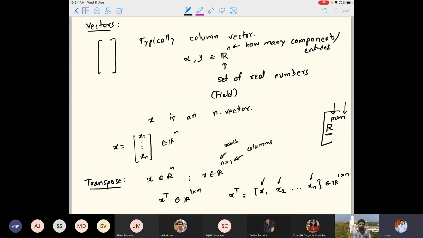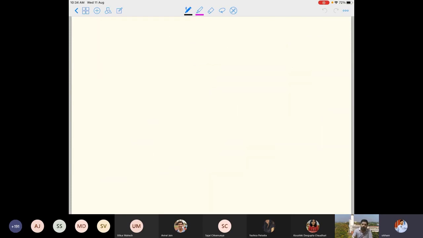I hope everybody knows. So where do these vectors really come from? Some examples of vectors. The first example is color. What is the color vector? A color vector is a 3 vector.